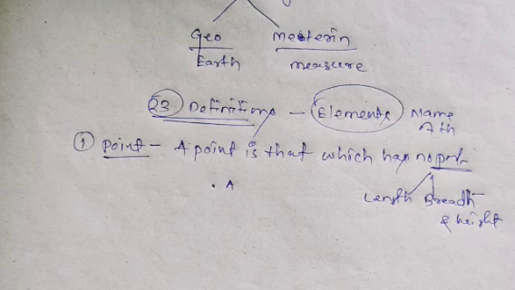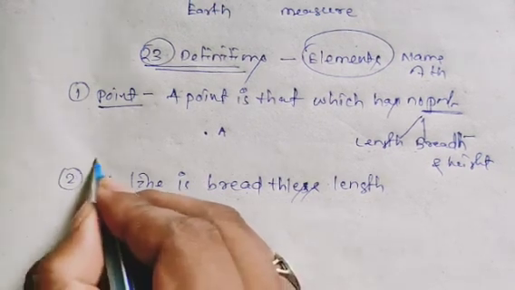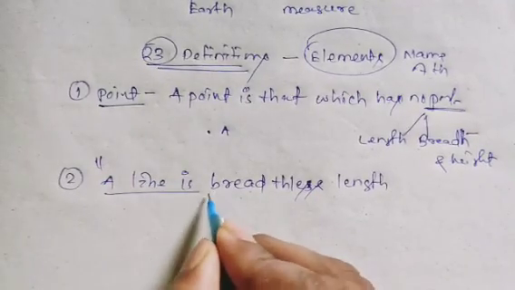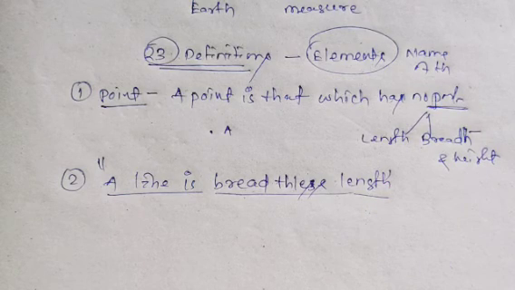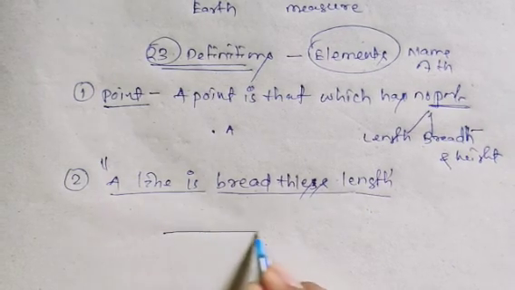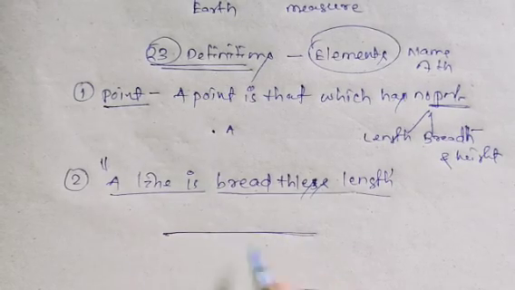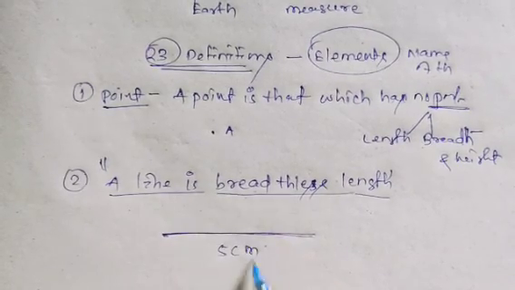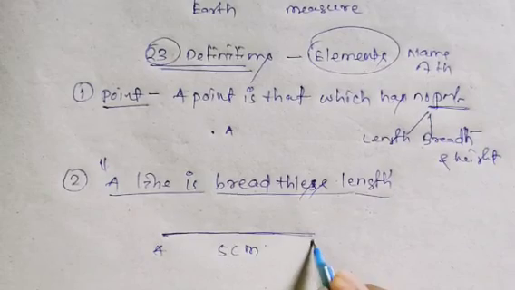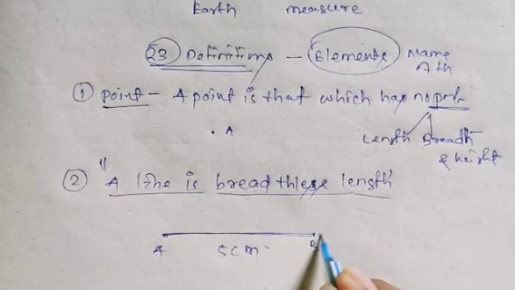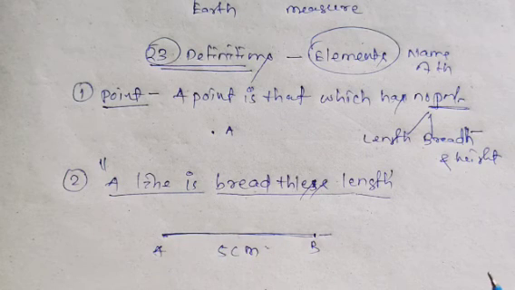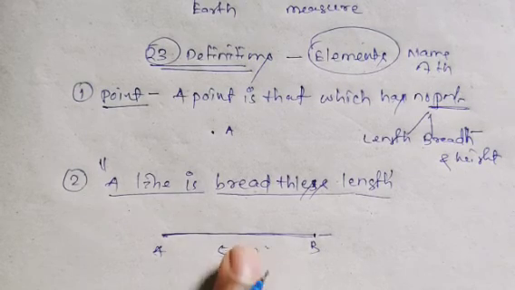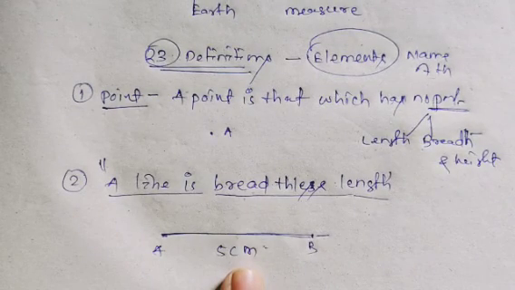The next definition is: a line is breadthless length. That means we know this is a line, and this line has length. Let this be 5 centimeter. AB is a line which has length 5 centimeter, but it has no breadth. So Euclid stated that a line is a breadthless length. In general, a line is a geometrical representation which has length only, no breadth, no height.